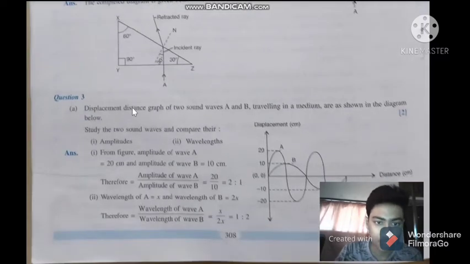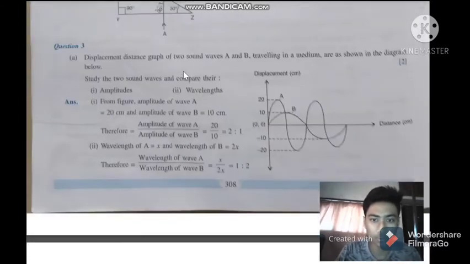Okay. Question 3 now. A displacement distance graph of two sounds A, B traveling in the same medium is shown in the figure below. So this is a graph which will be given to us. Now compare the two sound waves in their amplitudes and wavelength. From the above figure, we can see that the amplitude of wave A is 20 centimeter and wave B is 10 centimeter respectively. So therefore, the ratio would come up to be 2:1.